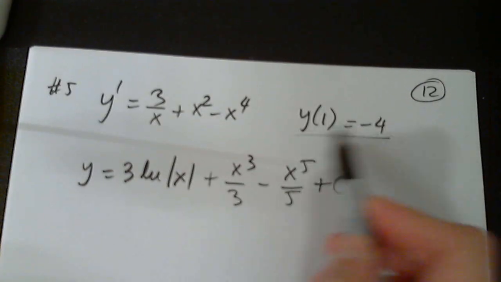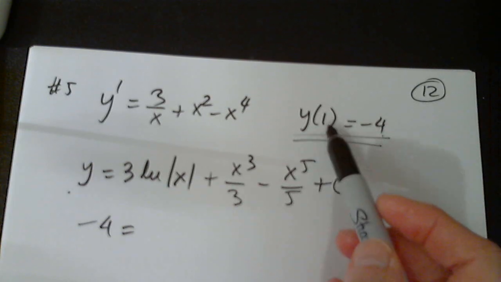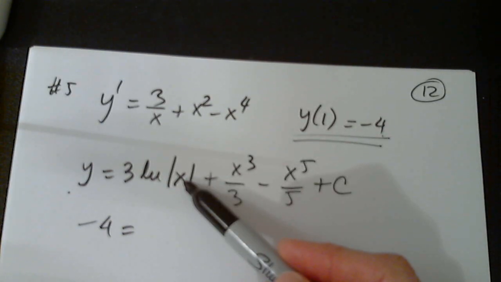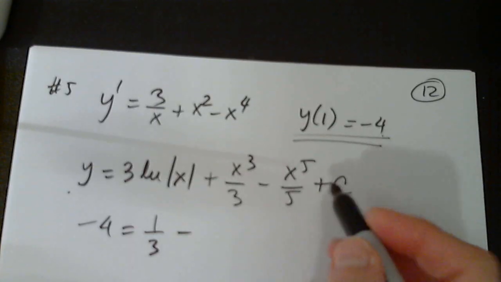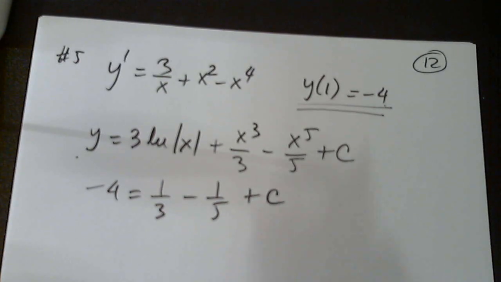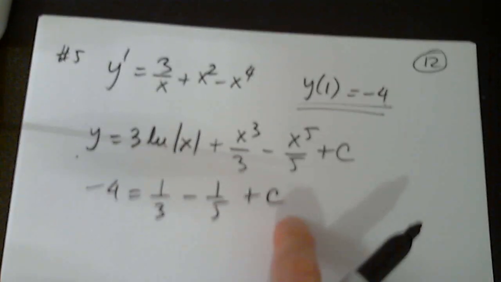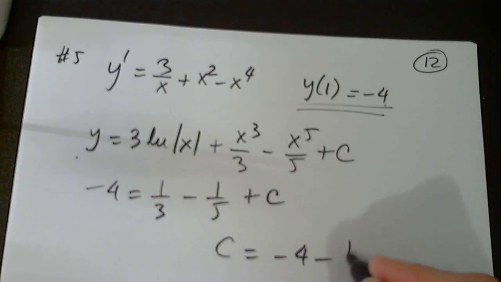Now I'm told that y is -4 whenever x is 1. But when x is 1, natural log is 0. This is 1/3. This is 1/5 plus a constant c. So now I move everything to the other side and I find c. So c equals -4 minus 1/3 and plus 1/5.